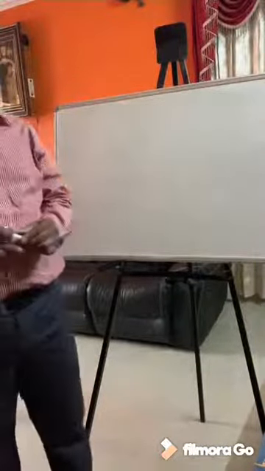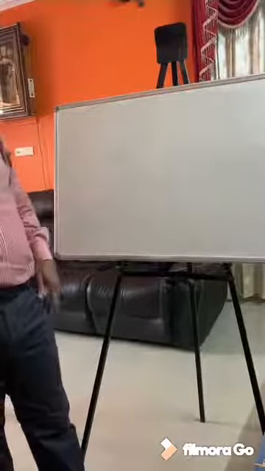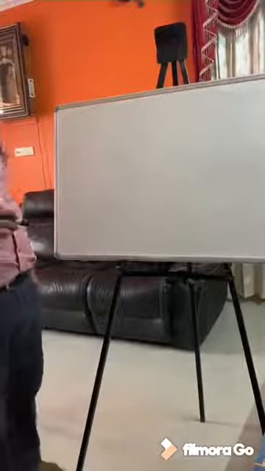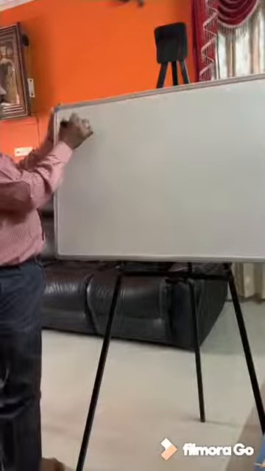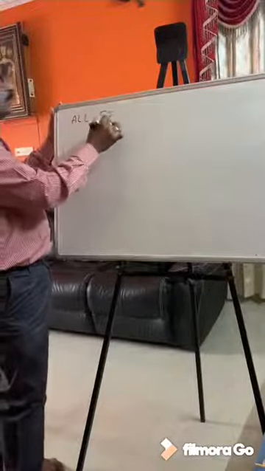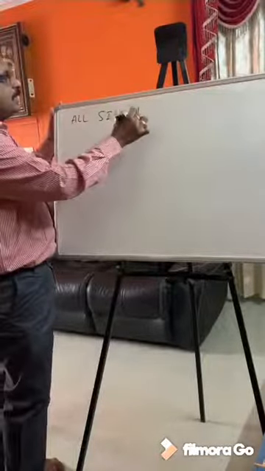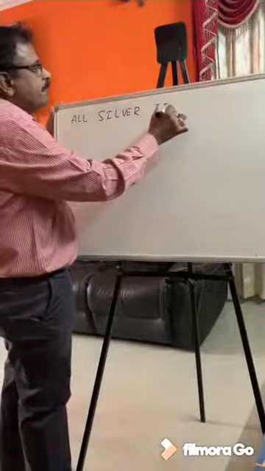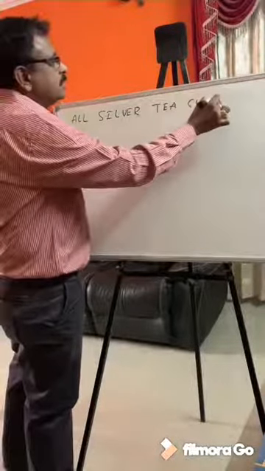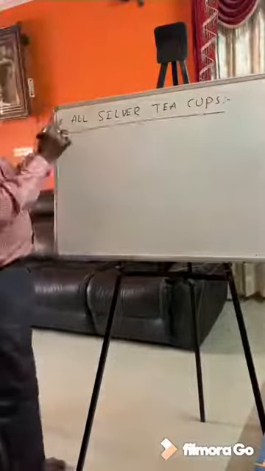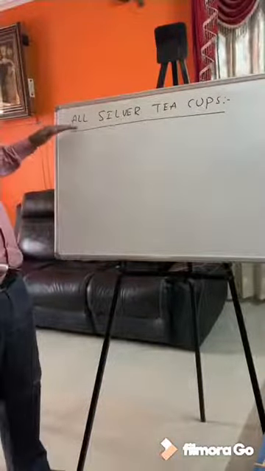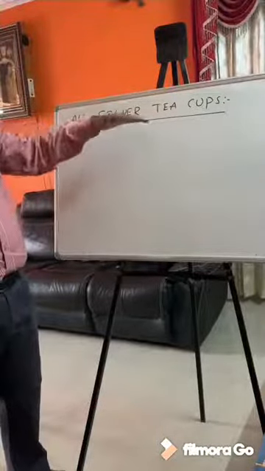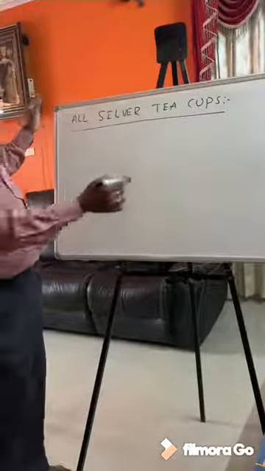Last class we discussed part 1 trigonometry fundamentals. Today we are going to discuss part 2 trigonometry formulas. In these formulas, we are going to learn all silver tea cups. The topic is all silver tea cups. Just to remember the name easily, we had given it like this: all silver tea cups.